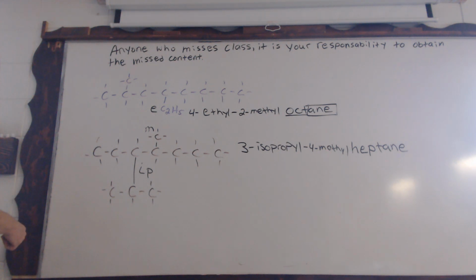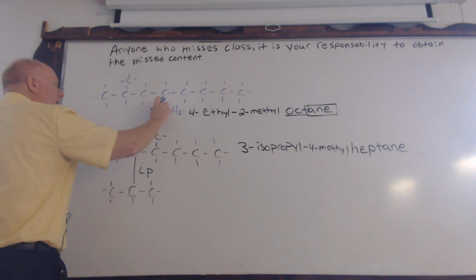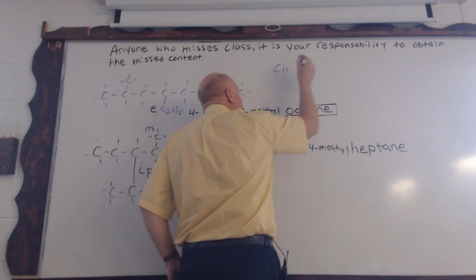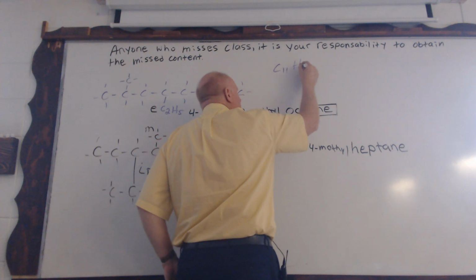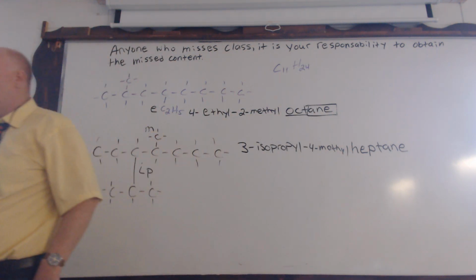Okay, so again, one of the last things you wrote down was your condensed structural formula and expanded type. If you were to do this, notice we've got 8, 10, 11. You would say C11. We already know that's got to be H24, just from the formula for that, which is 2n plus 2.